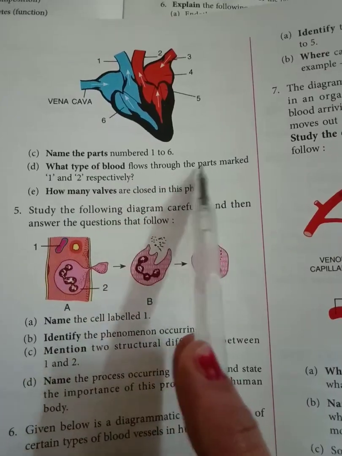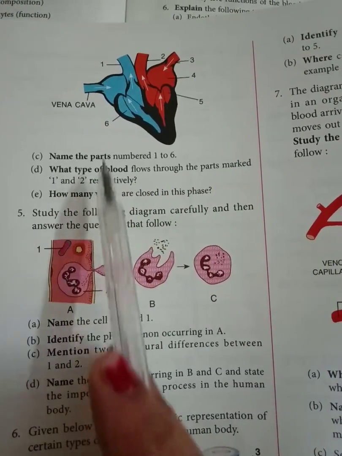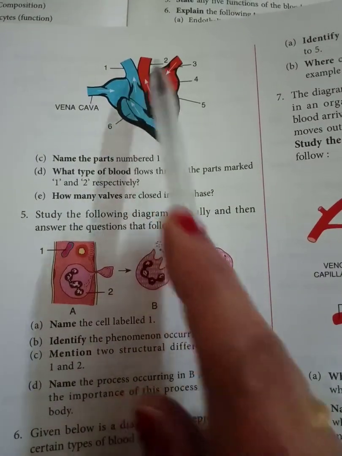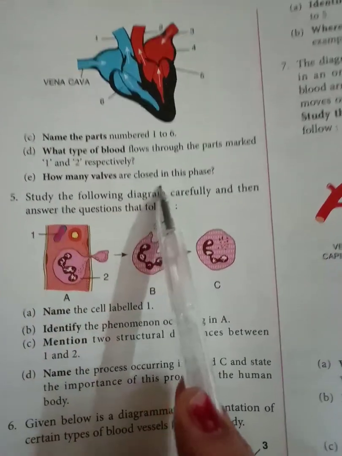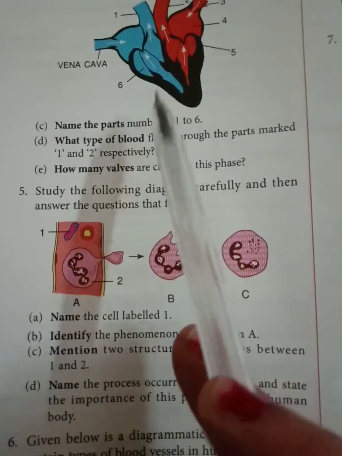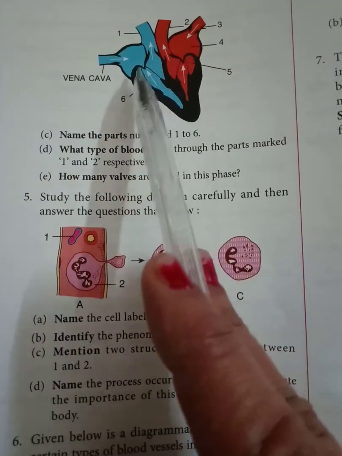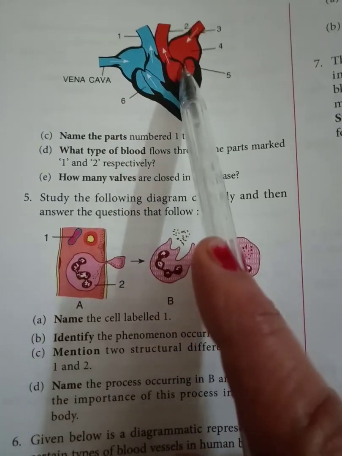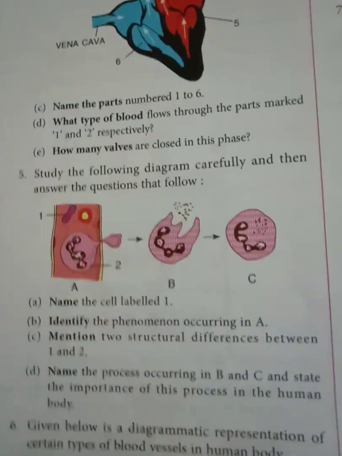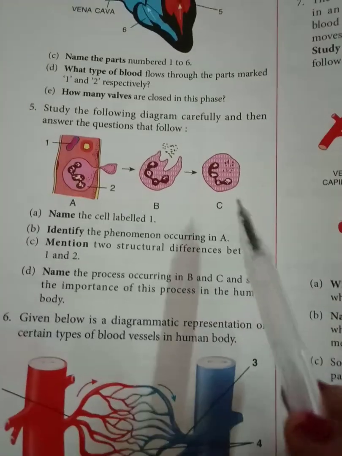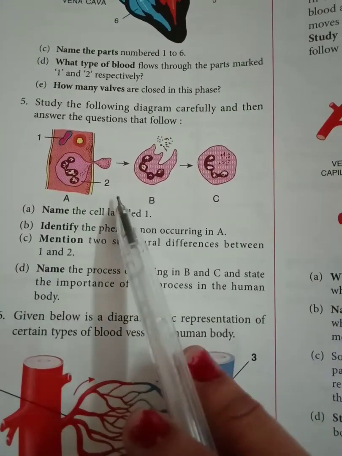What type of blood flows through the parts marked 1 and 2? Through 1, deoxygenated blood, through 2, oxygenated blood. How many valves are closed in this phase? 2 valves. Bicuspid and tricuspid valves are closed. This is tricuspid, this is bicuspid valve. These are closed. Study the following diagram carefully and then answer the following questions.